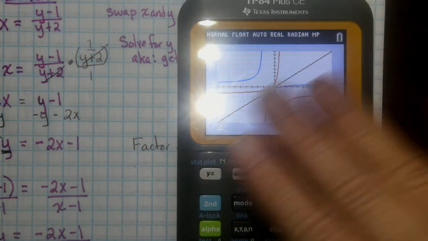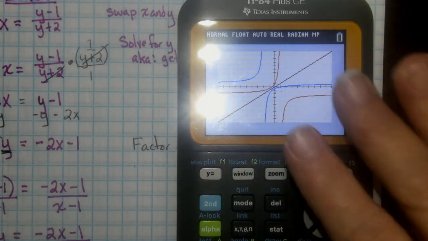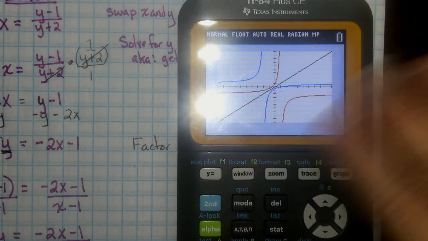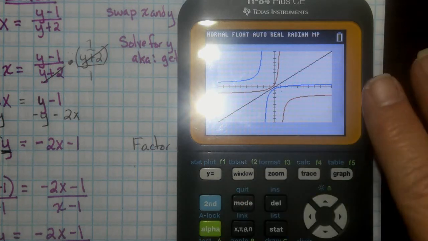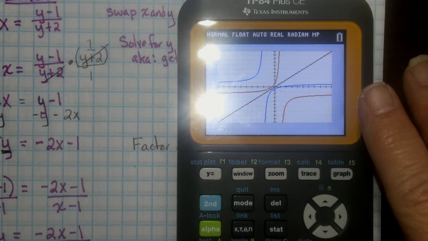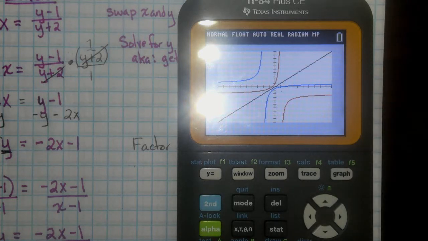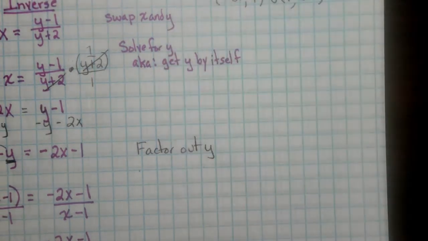So, let's say you did all this algebraically and then you graphed it, and what you graphed did not reflect over the line y equals x, that would tell you that something was wrong with your equation, right? Maybe something is. All right.